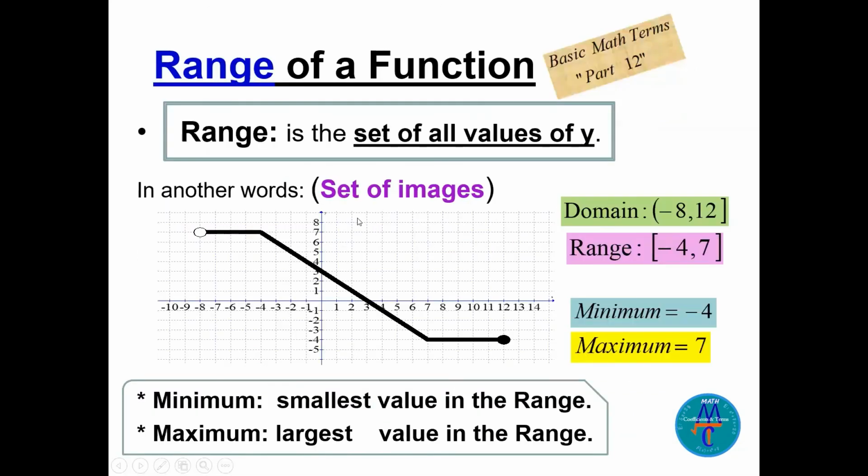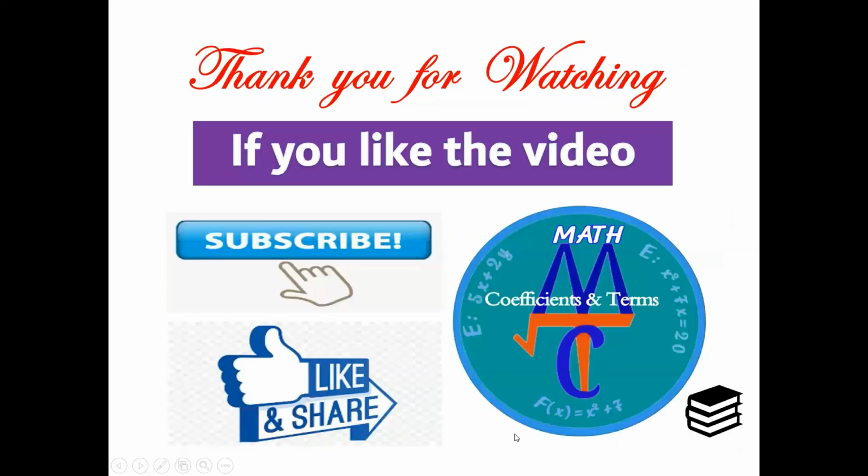And the range is the set of all values of y, or we call them the set of images. Here we can look at this graph. The domain is minus 8 open to 12 closed, and the range will be from minus 4 closed to 7 closed. If you need minimum and maximum, the minimum is the smallest value in the range. You only look at the range. And maximum is the largest value in the range.